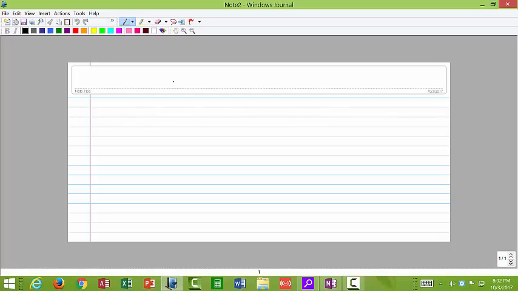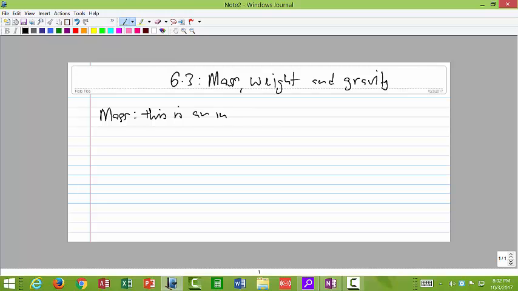So 6.3, mass, weight, and gravity. I defined mass initially already, so I'll just remind you of that. Mass is an intrinsic property of an object. We can say that the mass of an object does not change from place to place.